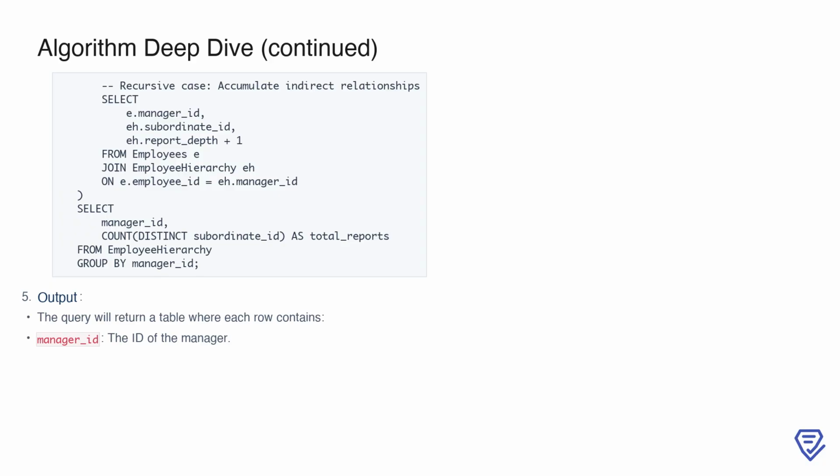Once the hierarchy is fully built, we aggregate the results. The final query selects each manager and counts the distinct subordinates reporting to them, both directly and indirectly, grouping the results by the manager_ID. This approach effectively computes the total reports for every employee in the organization.